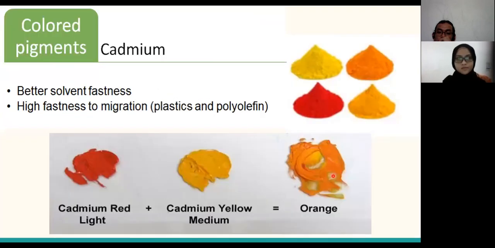Okay, the next example of color pigments is cadmium. It has better solvent fastness and high fastness to migration, like in plastics and polyolefin. The color of cadmium is orange, which is a combination of cadmium red light with cadmium yellow medium.